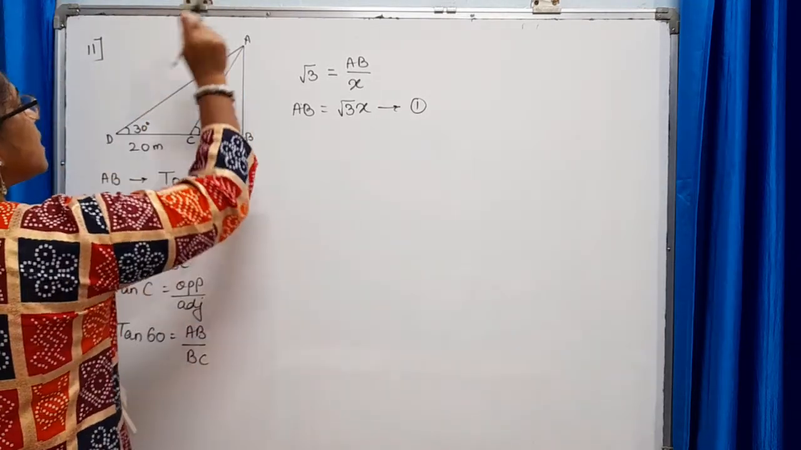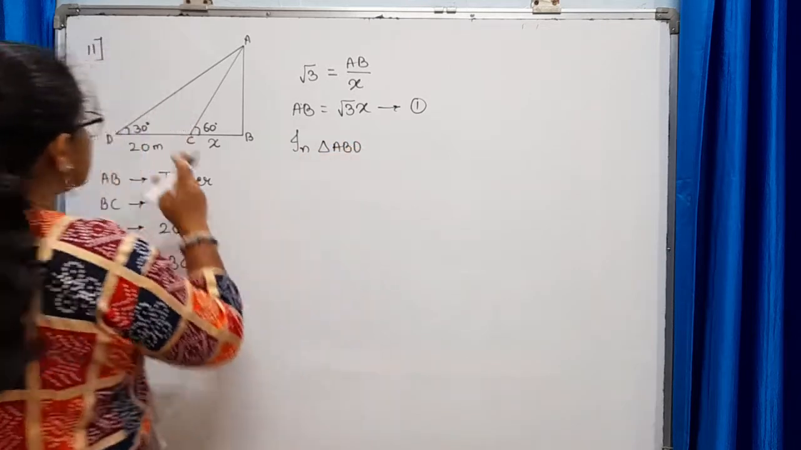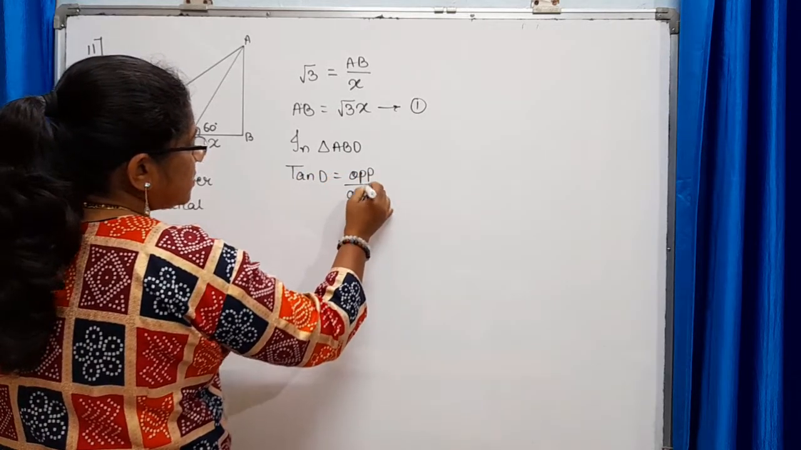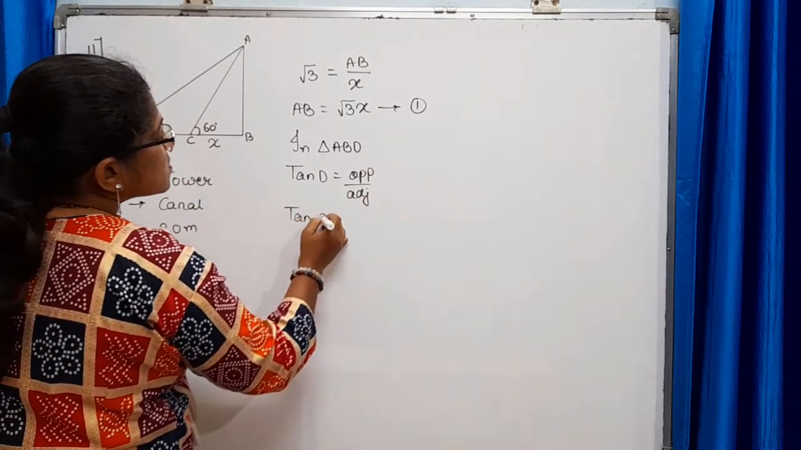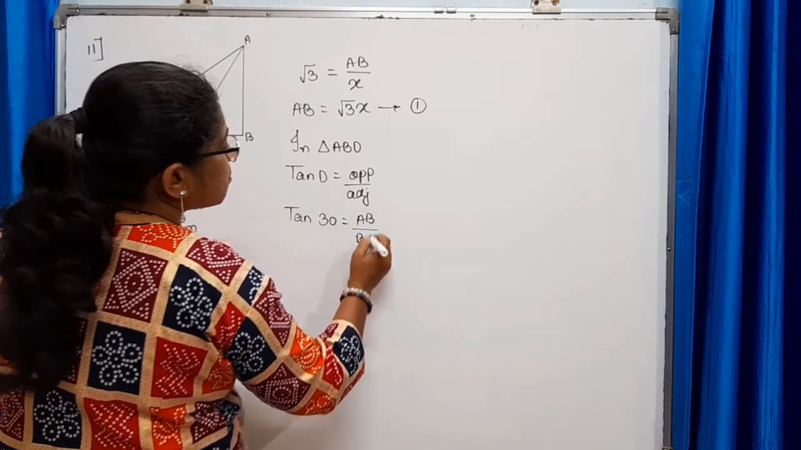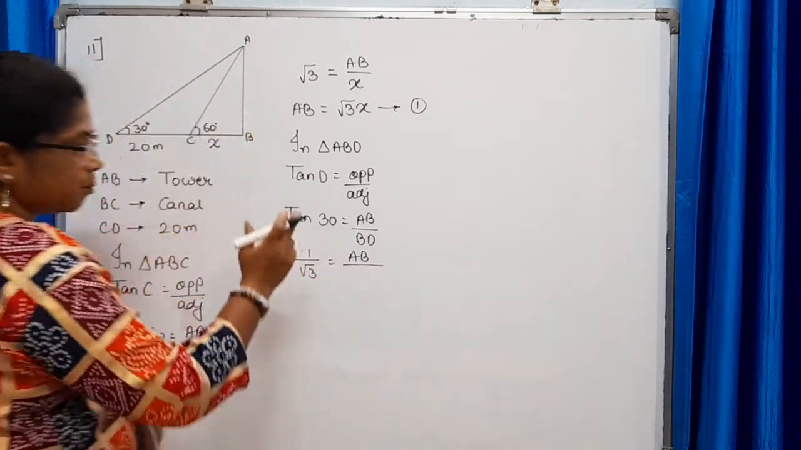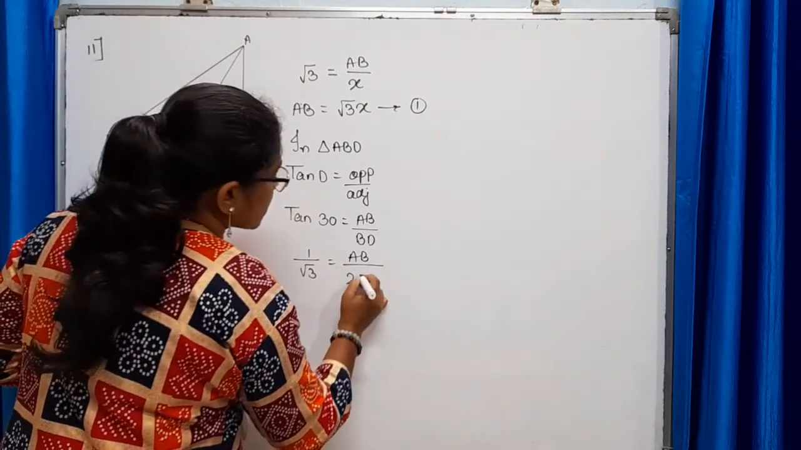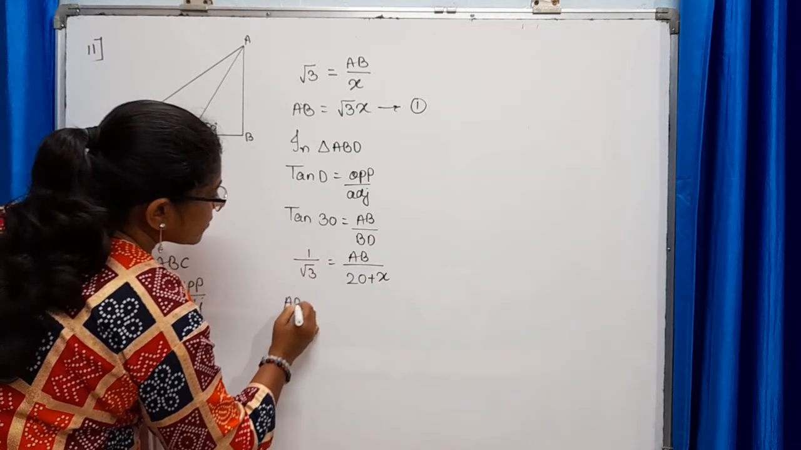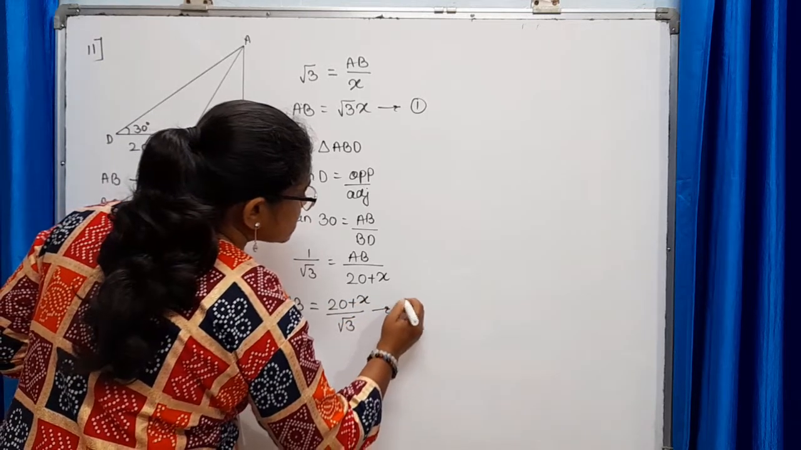Now we will consider triangle ABD. In triangle ABD, tan D. Tan is opposite side upon adjacent side. Measure of angle D is 30 degrees. So tan 30 is AB upon BD. Tan 30 is 1 upon root 3. BD is 20 plus x. Let us cross multiply this. So when we cross multiply, we get AB is equal to 20 plus x upon root 3. Let us mark this as statement 2.